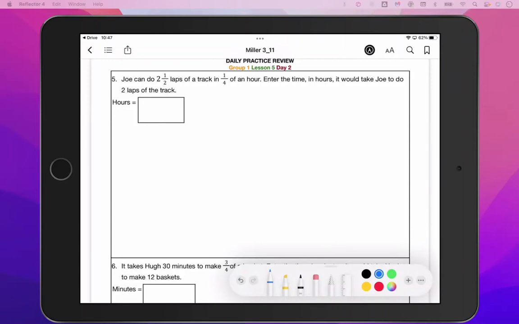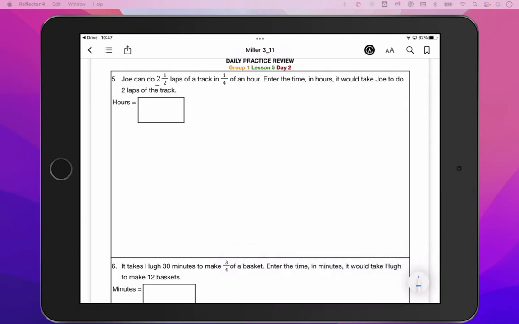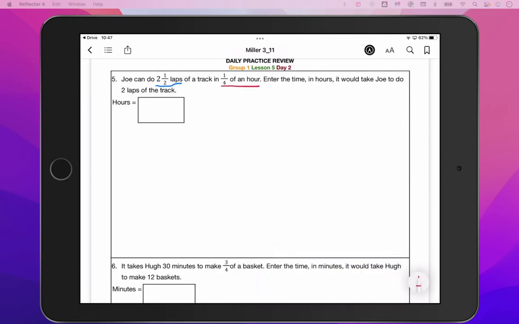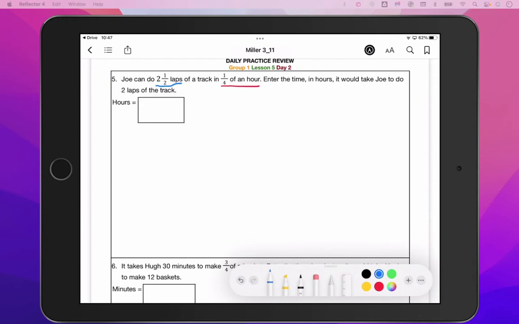So we're back with number 5, and we've got Joe can do 2.5 laps on the track in 1/4 of an hour. Enter the time in hours it would take Joe to do 2 laps on the track. So Joe can do 2.5 laps in 1/4 of an hour. It looks like our labels are going to be laps and hours. And so enter the time in hours, so we are looking for hours.